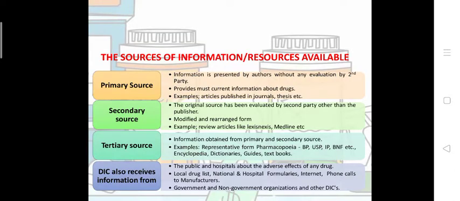Now, that was all about that, but what are the sources of information or resources available if you need to gain any drug information.